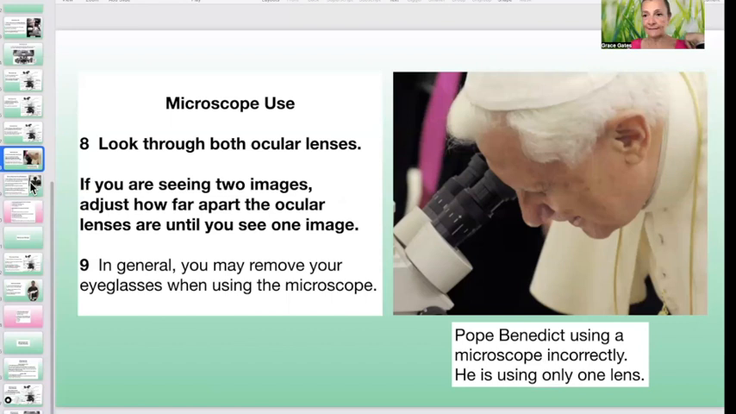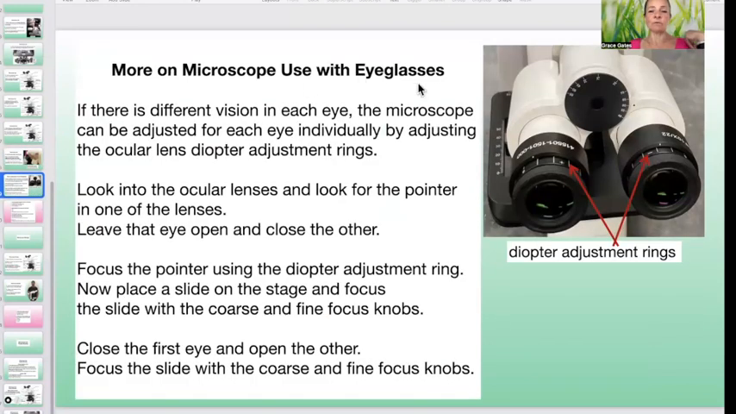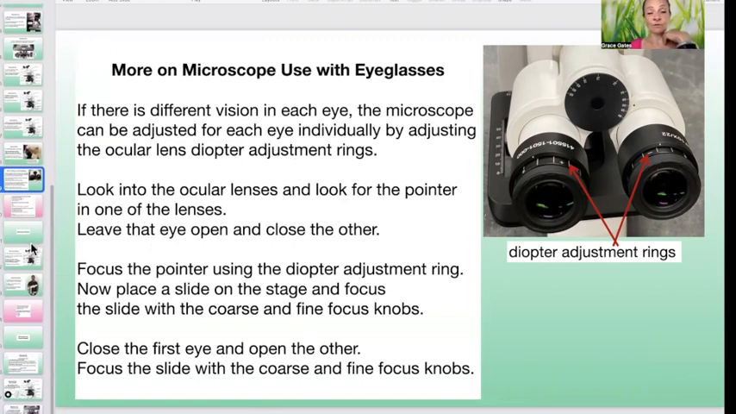So that's great. And this is more on microscope use with eyeglasses. If you have different vision in one eye, the microscope can be adjusted for each eye individually by adjusting the ocular lens diopter adjustment rings. I won't read the rest of this for you, but if you have different vision in each eye, especially if it's quite notably different, you can read through these instructions and fix the ocular lens diopter adjustment rings.